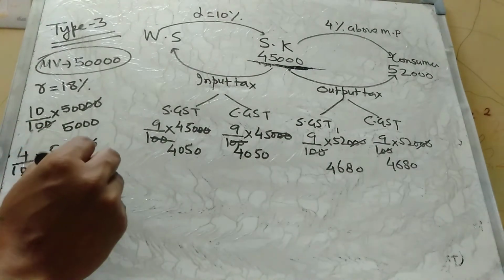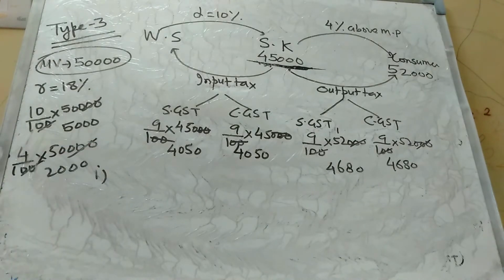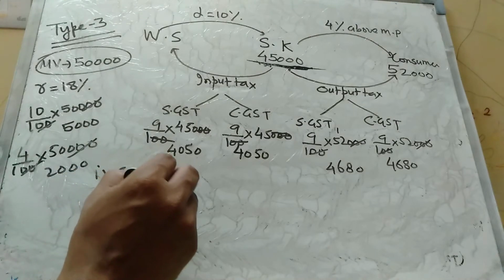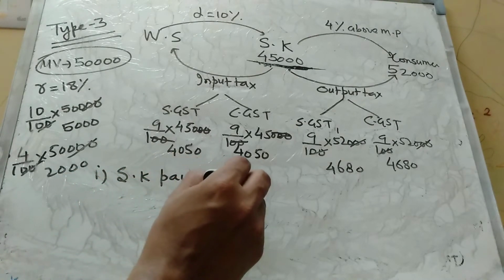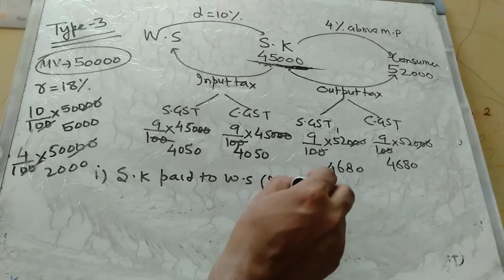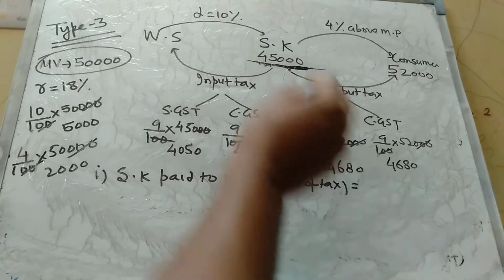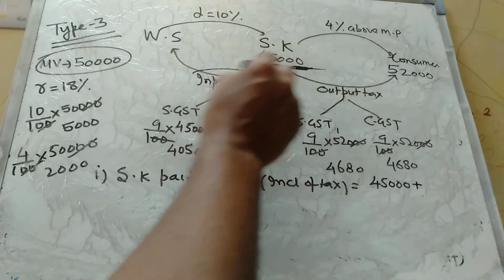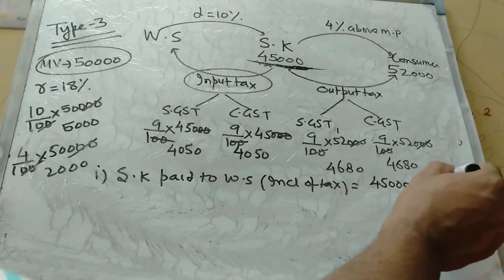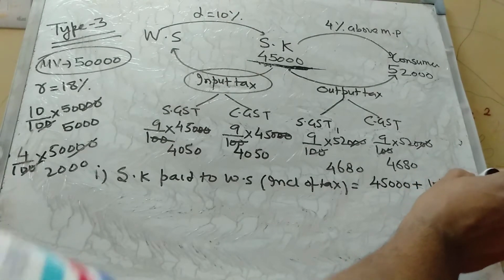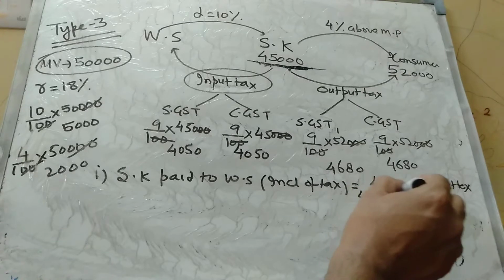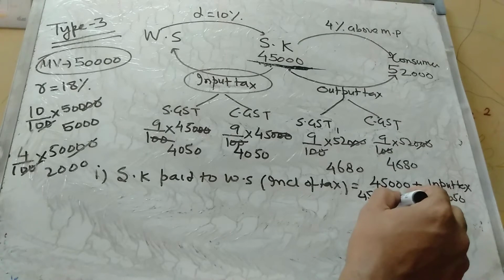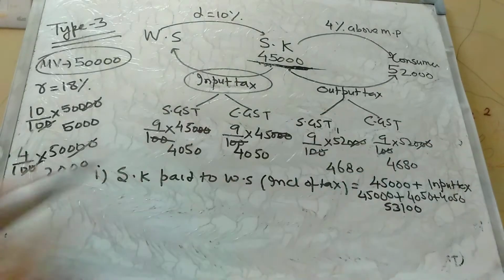Now we'll see what we have to find out in this question. First part: the amount inclusive of tax paid by the shopkeeper to the wholesaler. The shopkeeper gets this article for rupees 45,000 and gives this input tax to the wholesaler. So 45,000 plus 4050 plus 4050 means 53,100.